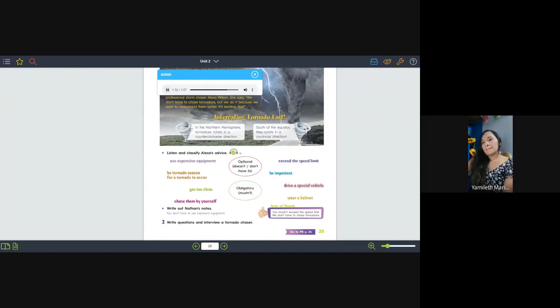Finally, do you wear any special clothes when you're storm chasing? Well, I usually wear waterproof clothes. You know, being near a storm with the car window open, it can get very wet. But you don't have to wear a helmet or anything like that. You don't have to wear a helmet.